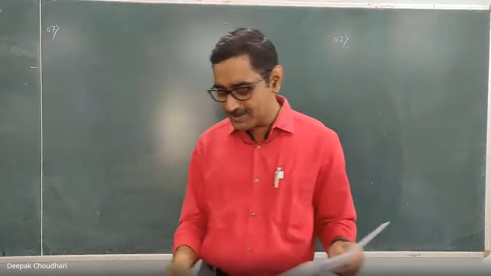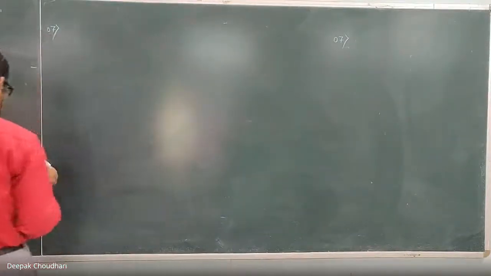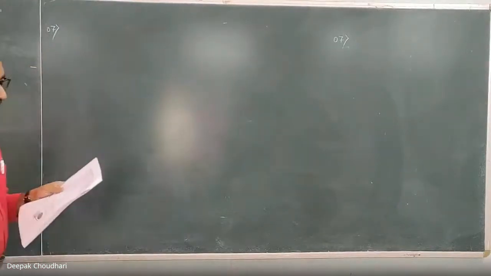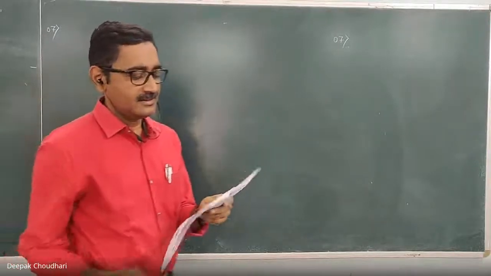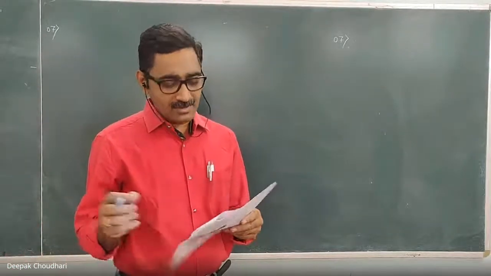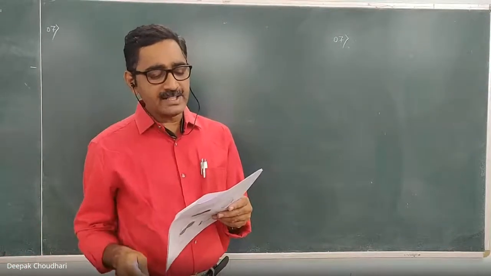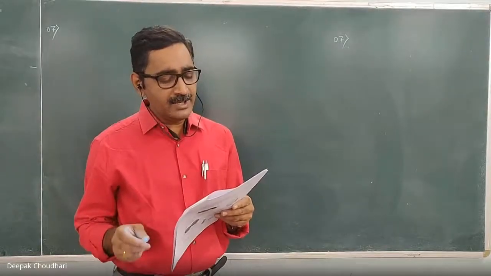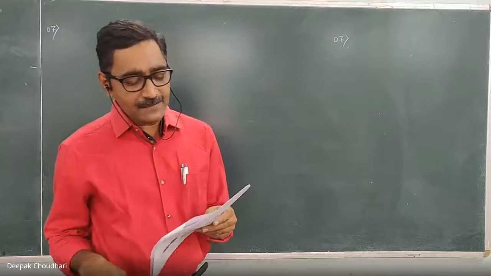Now we'll solve sum number 7. What is sum number 7? A system of wires is given. Here, the cords suspend the two buckets in equilibrium position as shown in the figure. Determine the weight of the bucket B. Bucket A has a weight of 60 Newton.